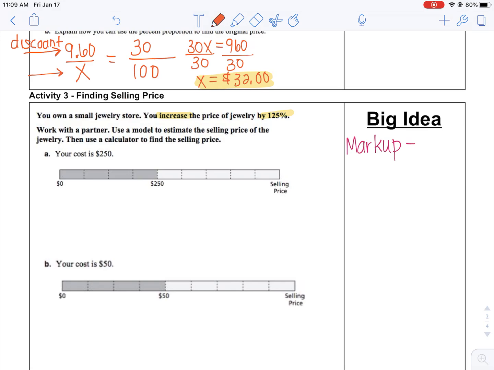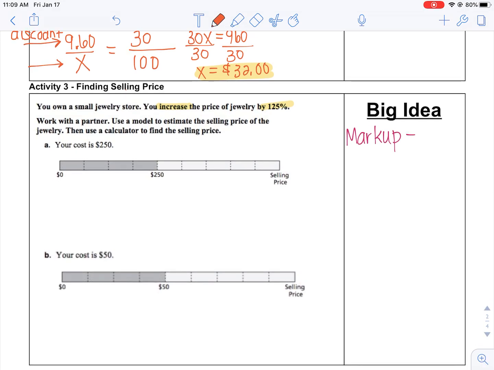So your cost is $250. And we're remembering that we're marking it up by 125%. So if I set up the percent proportion, I know that the percentage has to go over 100, even though we're marking it up by over 100%. That's so that the company makes money. So now we have to decide what goes on the left side. I always taught you this is the part over the whole. So it tells you that your cost is $250.